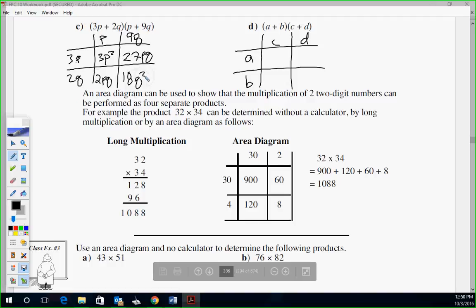So this one comes down here to 3p squared plus 29pq plus 18q squared.